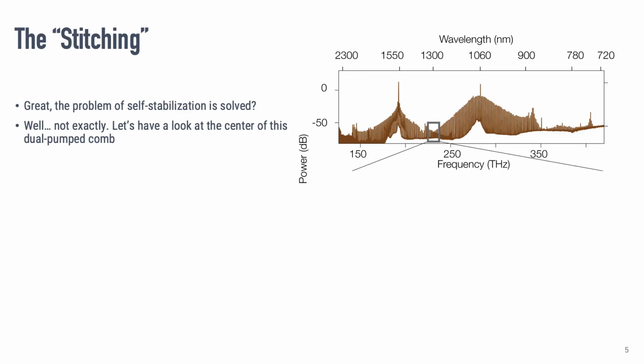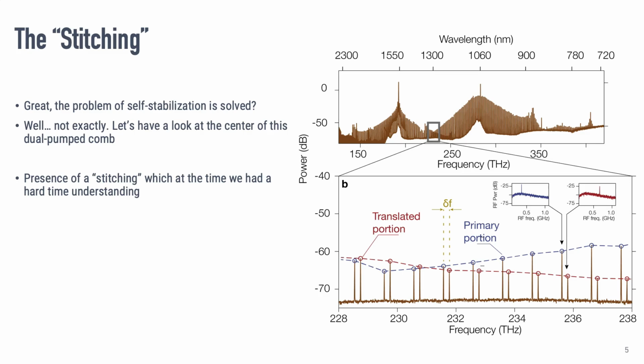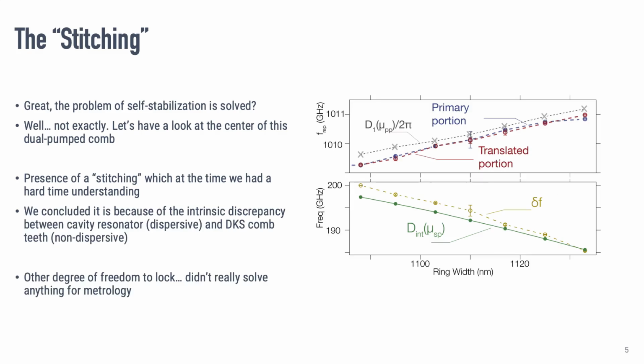If you look closer at the frequency comb that you obtain here, you can zoom in, and what you will see is two spectral components. What is really interesting is that both components have exactly the same repetition rate, but there is this offset that we used to call the stitching back in the day, that we call delta F, between the translated portion and the primary portion of your frequency comb. What does that mean? That means you actually have a degree of freedom that you still need to lock.